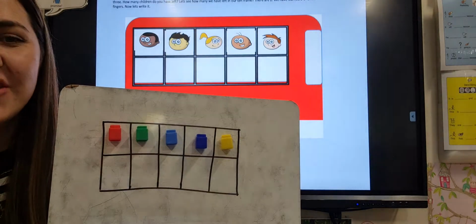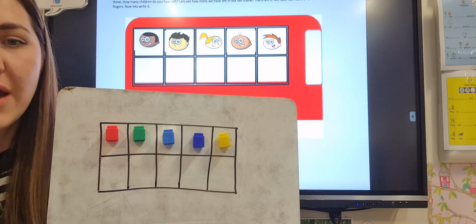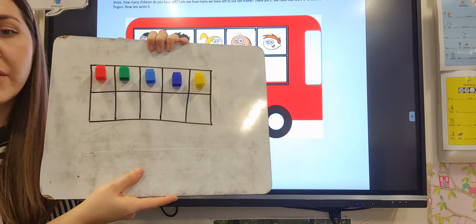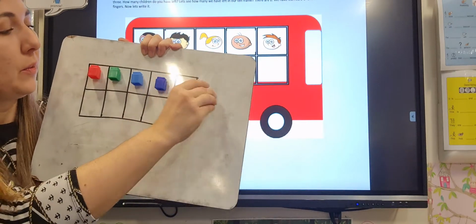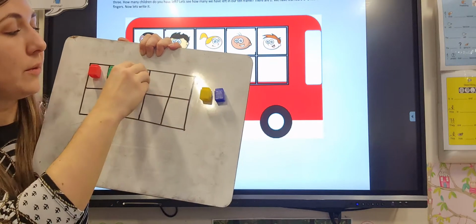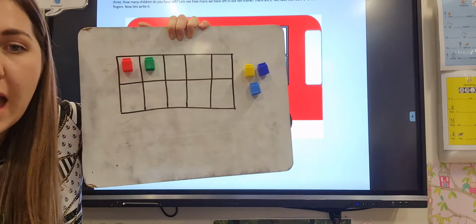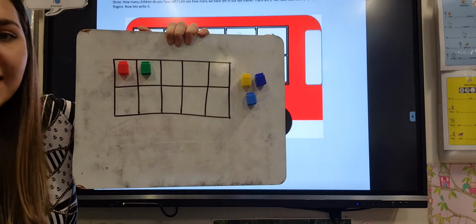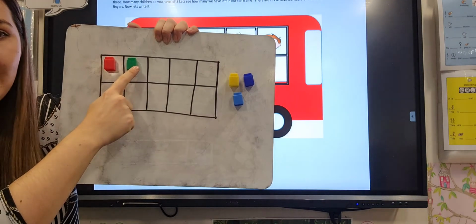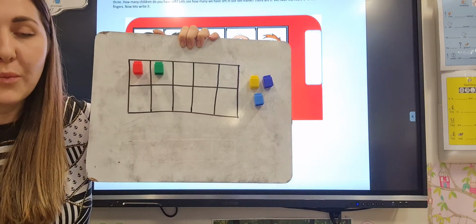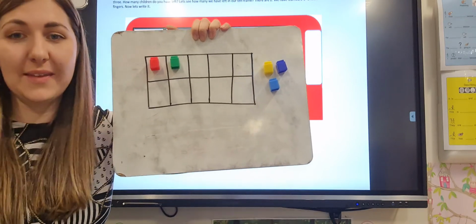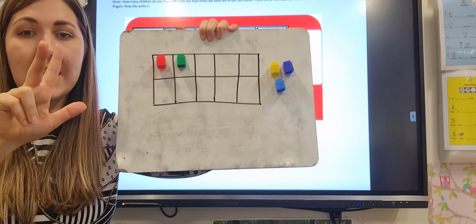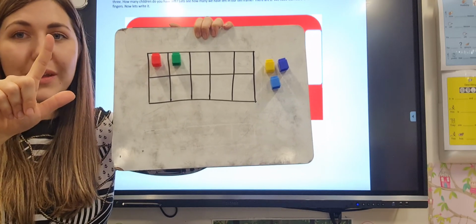Then 3 children get off the bus. First there were 5, then 3 children get off. So let's take away 3. 1, 2, 3. How many children would be left on the bus? That's right. 1, 2. We have 2 left in our tens frame. We can say 5 take away 3 is equal to 2.